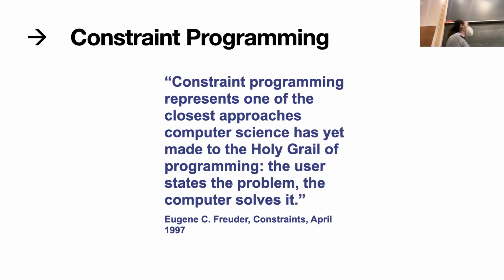Just a little bit more of the history of constraint programming. Eugene Freuder wrote this in the magazine Constraints: constraint programming represents one of the closest approaches computer science has yet made to the holy grail of programming. The user states the problem and the computer solves it. Why do I want to bring this up?